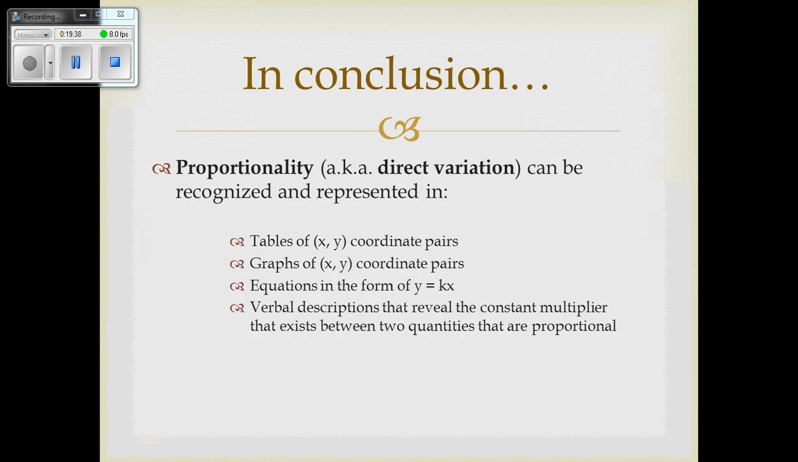So in conclusion, proportionality, also known as direct variation, can be recognized and represented in tables of XY coordinate pairs, graphs of XY coordinate pairs, equations in the form of y equals some constant number times x, and also just in words and verbal descriptions that reveal the constant multiplier that exists between two quantities that are proportional.